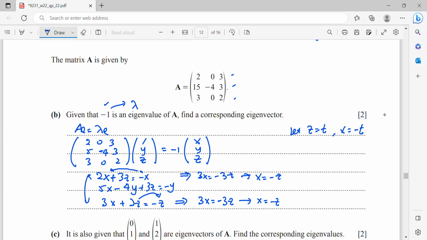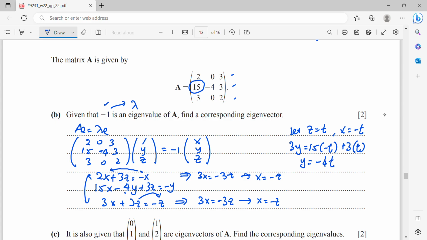And to get the y, I will move this minus 4y to the right side. So I will be getting 3y equals 15x plus 3z. So my z is t. Let me check. There is a mistake here, it is 15, so just change the 5 to 15. So for the right hand side, I will be getting minus 15t plus 3t, which means you are getting minus 12t. Minus 12t divided by 3 will be minus 4t.